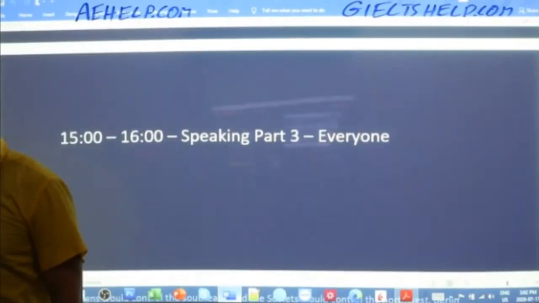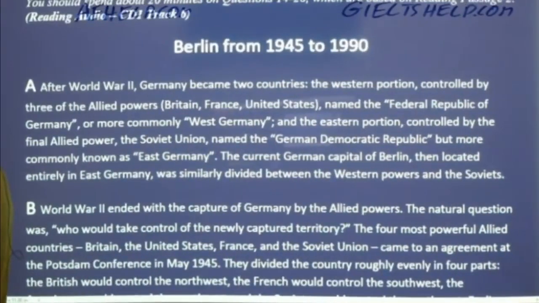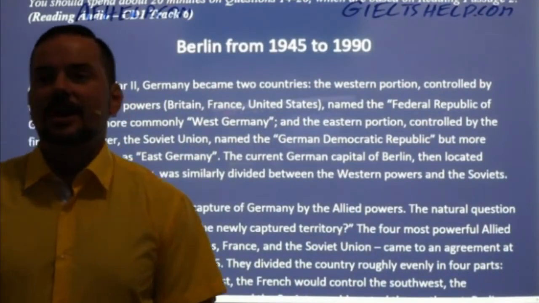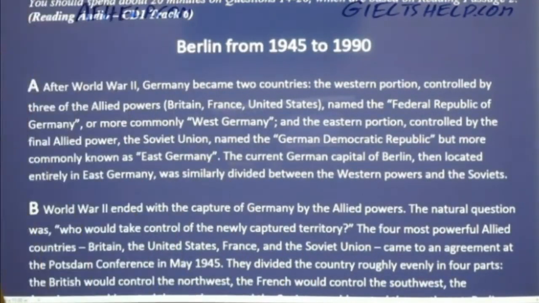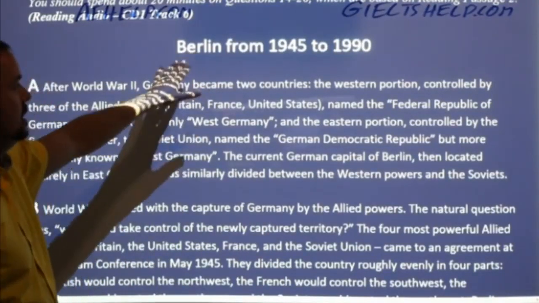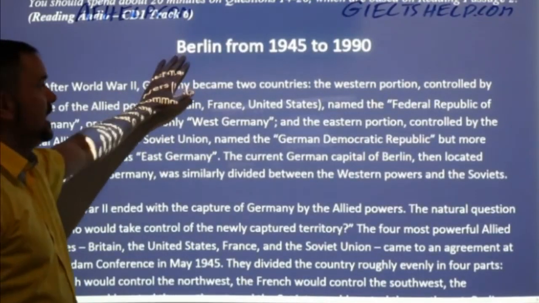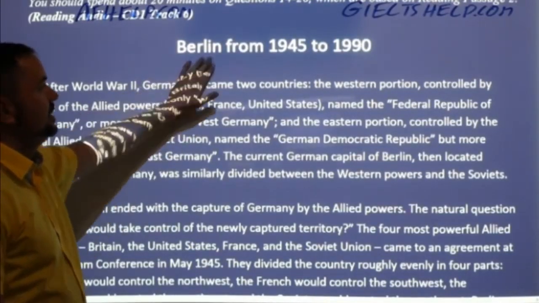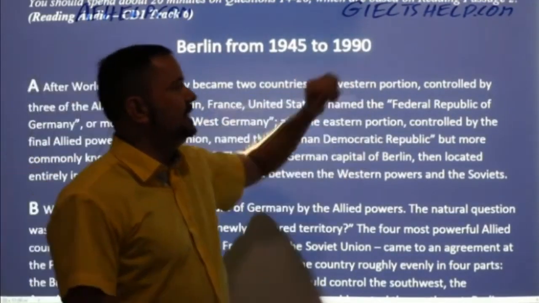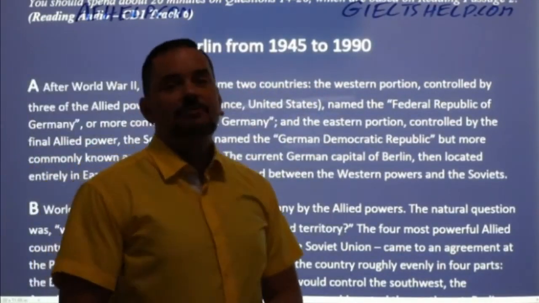Okay, let's get into today's lesson. This is our passage for the day. It's a brand new one. This is coming out of our 8th exam that's in development right now. The title: always read the title, never skip the title. That's a really bad idea. So for quick reading and quick answering, the title is very important. The title here is Berlin from 1945 to 1990. So we have 4.5 decades, 45 years of Berlin's history.